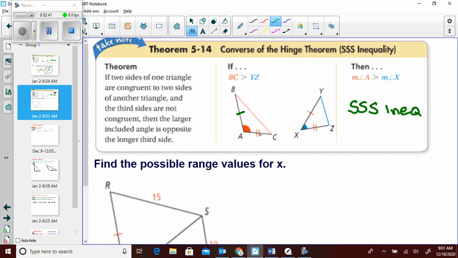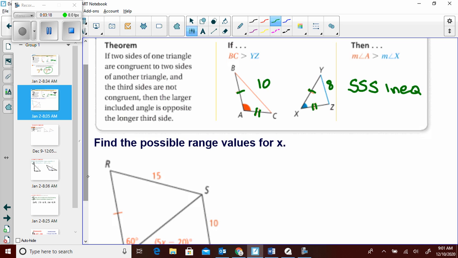So if two sides are congruent and the third side, let's call this 10 and let's call this 8. If the third side of one triangle is bigger than the third side of the other, the opposite angle is bigger than the other angle. It's the side, side, side inequality. So if I know the value of three sides, I know two are congruent and the third side is bigger than the other side, I can then, by the side, side, side inequality, say that this hinge or this angle is bigger than that angle.